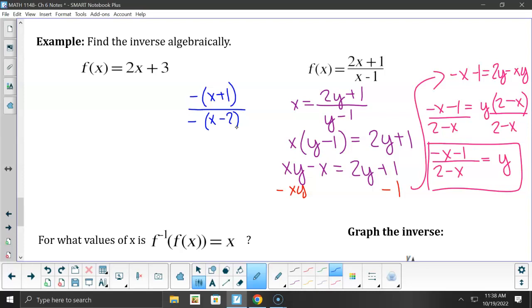Now, algebraically, I'm fine if you leave it like this. If you chose to go one extra step, you could do that. Do you guys want to try the f of x on the left with your neighbors?